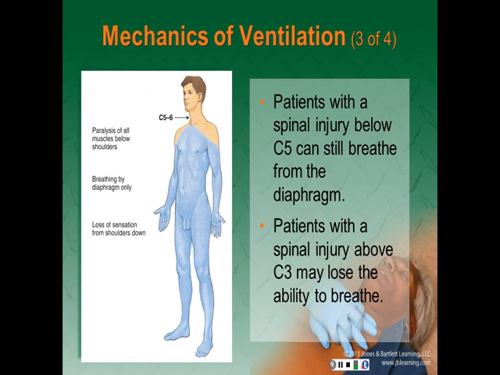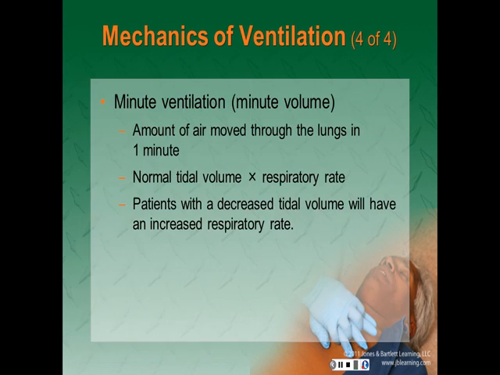A patient whose spinal cord is injured below the C5 level will lose the power to move the intercostal muscles. The diaphragm will still contract, and the patient will still be able to breathe because the phrenic nerve remains intact. Patients who have a spinal injury above C3 may lose the ability to breathe.